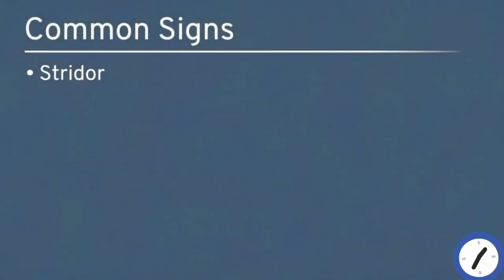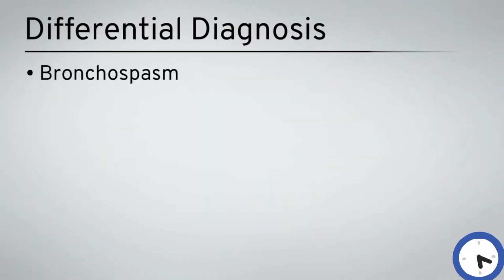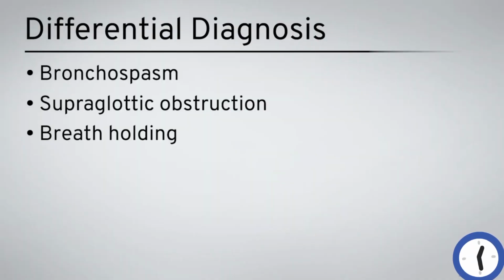Common signs are stridor and paradoxical chest movement due to respiratory effort by the patient, but inability to move air across a closed glottic opening. Differential diagnoses include bronchospasm, supraglottic obstruction, and breath holding.